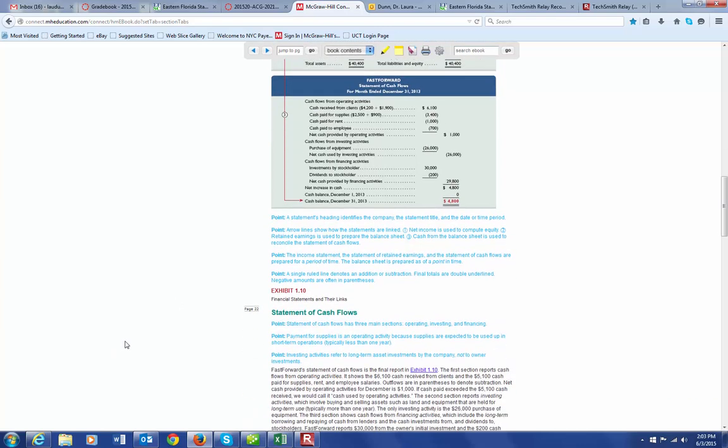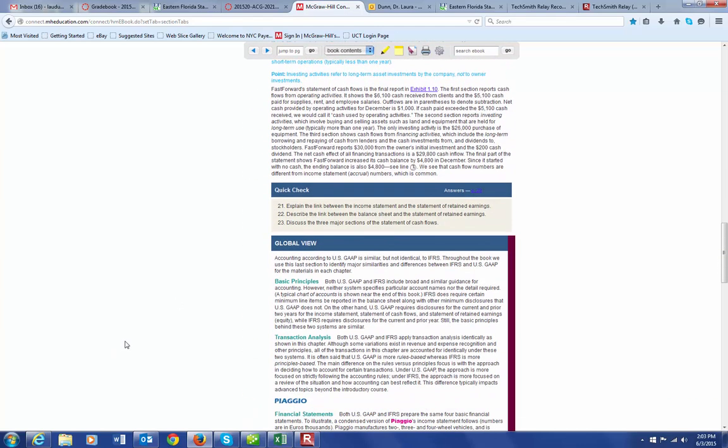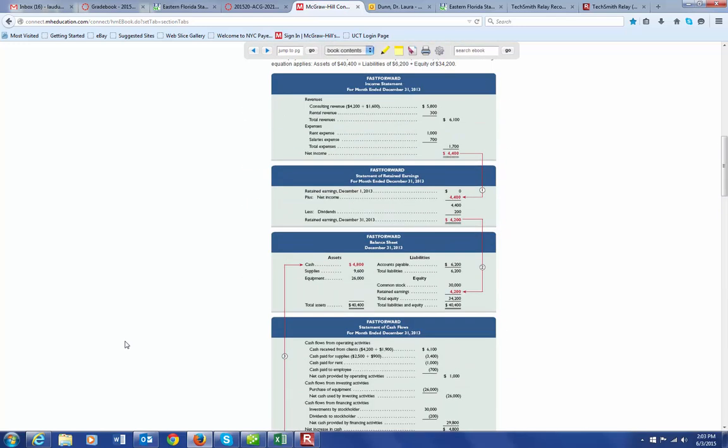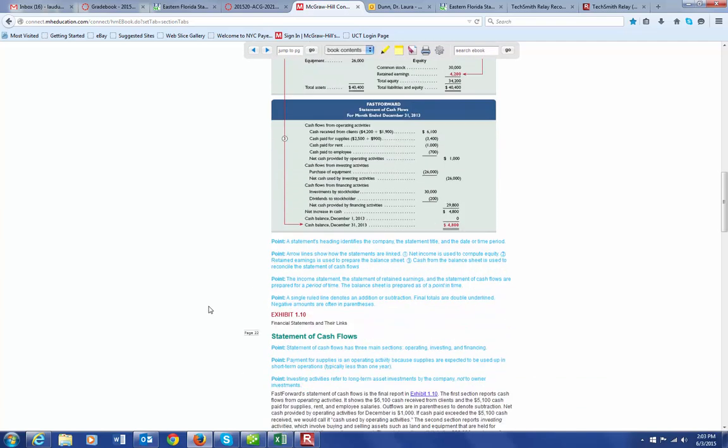So those are the four basic statements. Again, in this case, probably for our purposes, the most important ones are understanding the income statement and the balance sheet, and then from that, the statement of retained earnings. But if you can understand how to do these two statements, I think the rest of it will pretty easily fall into place for you.